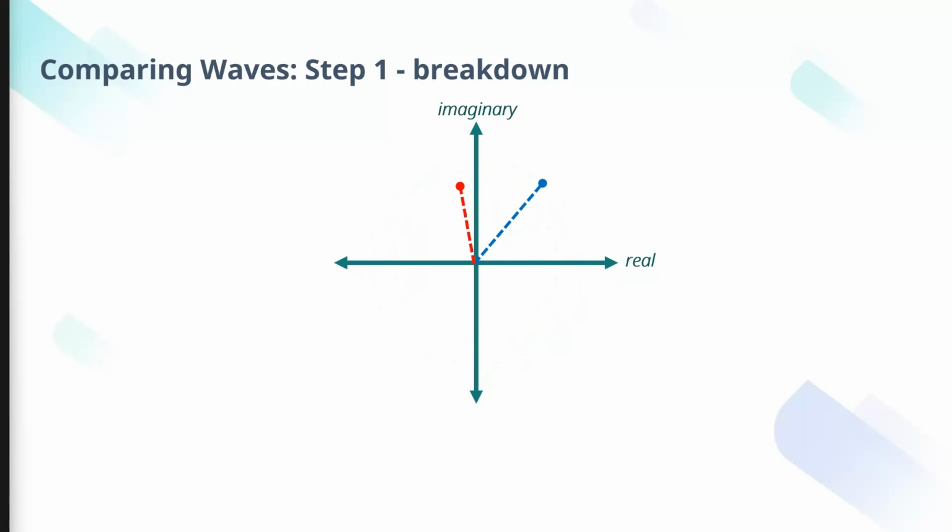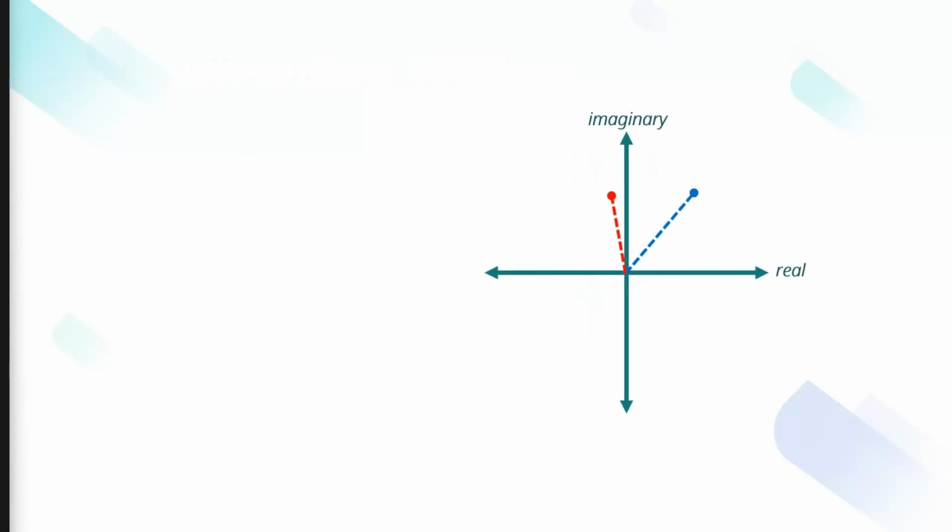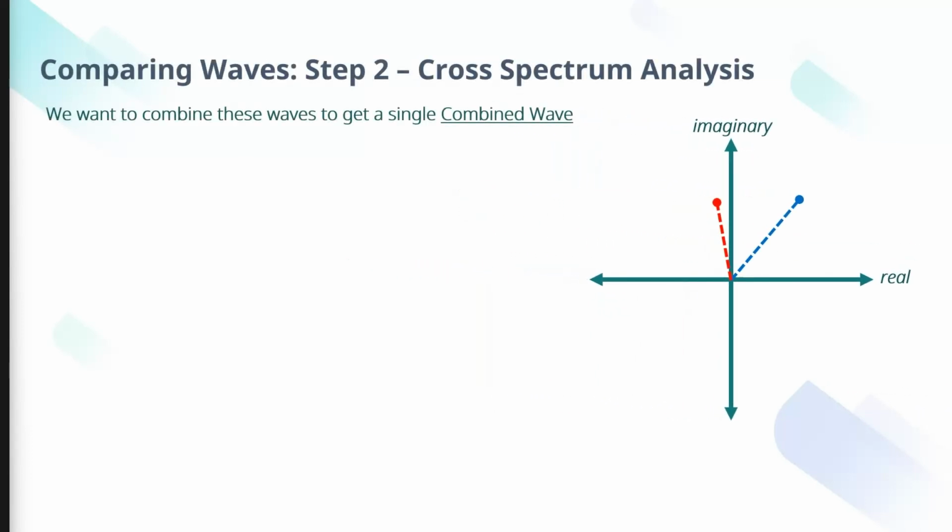So now that we have our two waves visualized in this complex plane, we can combine them to get this combined wave. There's going to be two steps here. One is multiply their amplitudes.